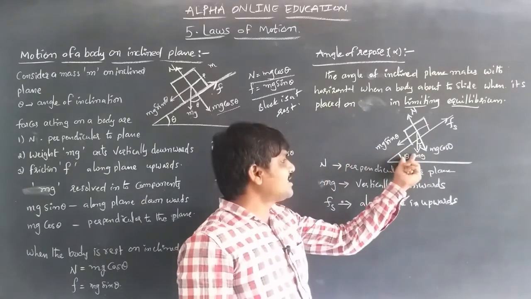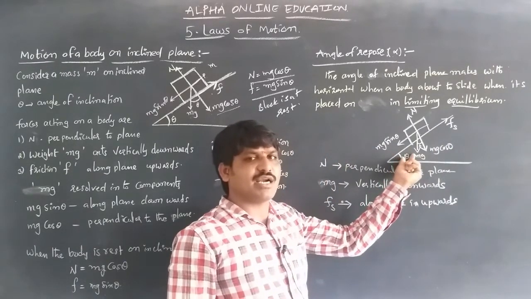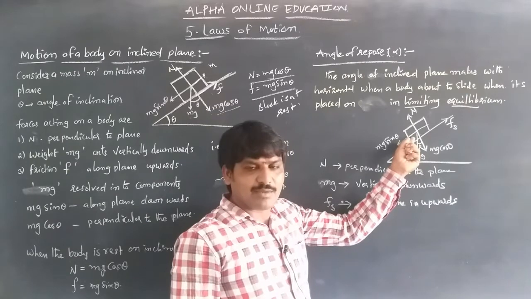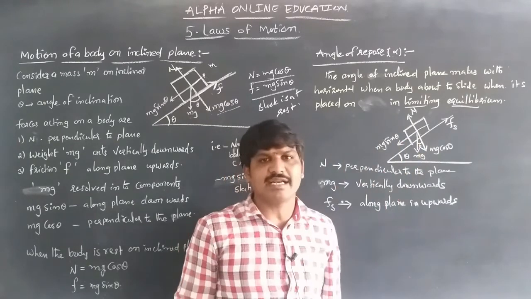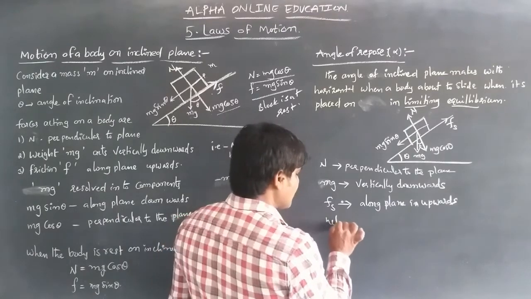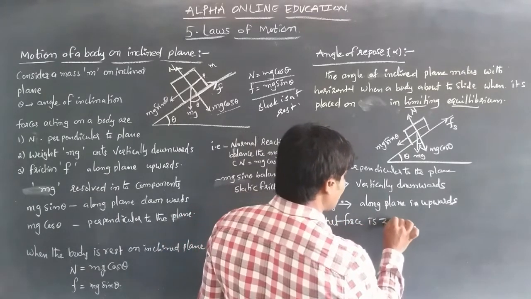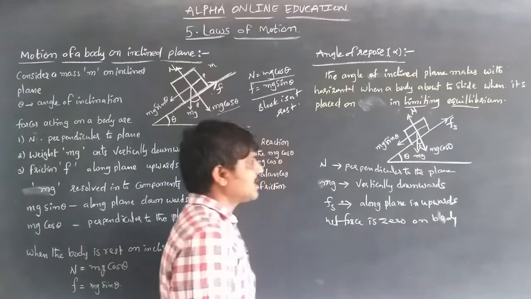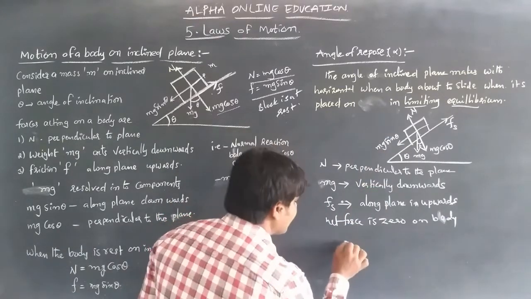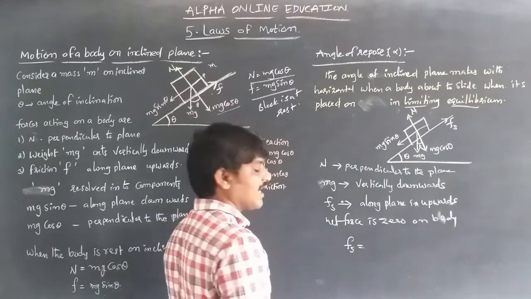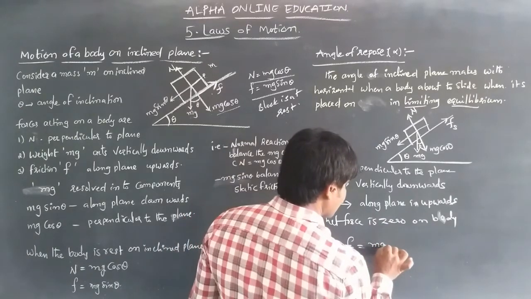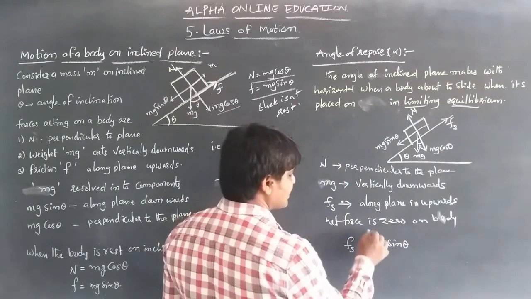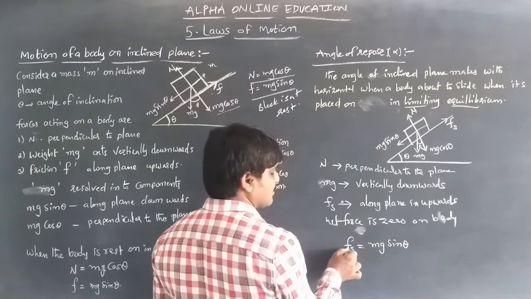At the angle of inclination where the body is about to slide, it is in limiting equilibrium. The block stays in limiting equilibrium, which means the net force on the body is zero. That is why it is in equilibrium. So Fs is equal to mg sin theta.